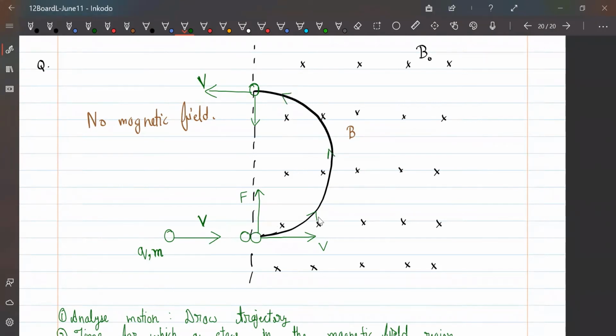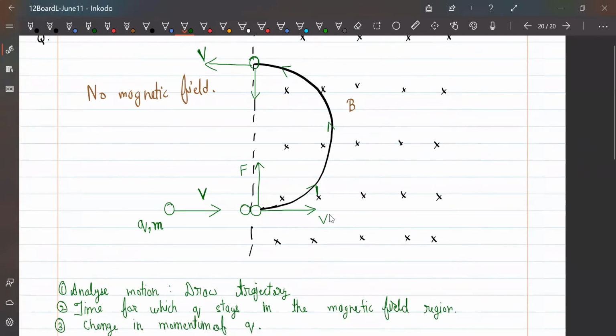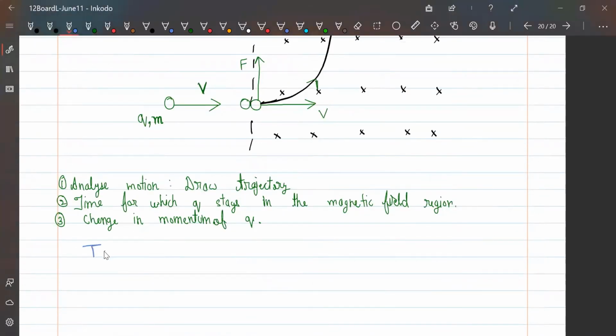Now you have to find the time for which the charged particle stays in the magnetic field. So for the full circle, the time period will be 2 pi m by qB. For half, that will be half of the time period. So 2 pi m by qB becomes pi m by qB. That will be the time for which the charged particle stays in the magnetic field region.